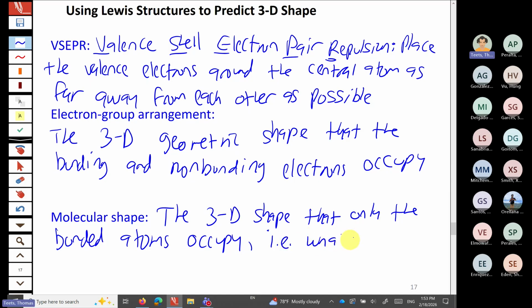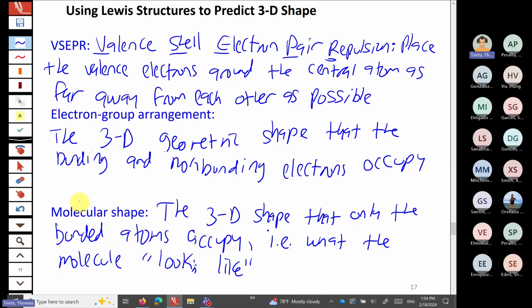You can think about this as what the molecule looks like, because in most of the experimental techniques that we use to visualize molecules, which we don't really talk about a lot in this class, those techniques can locate the nuclei of the atoms, but they can't localize where the electrons are. So you ignore the lone pairs, even though they're there, and you're just defining the shape that the atoms themselves occupy when you're talking about the molecular shape. Okay, so those are the two terms that come out of this.